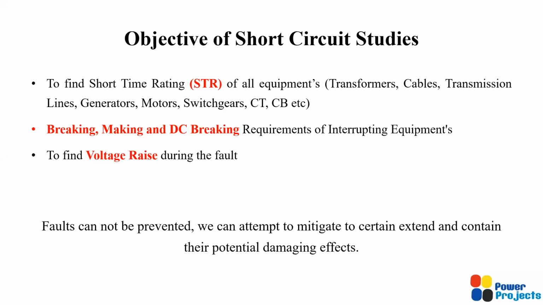There is also an option to validate the short time rating as well. There is something called a short time rating for all equipment. If you see 40 kA for 1 second or 31.5 kA for 1 second, that is basically the short time current or short time rating of that equipment. This short time rating of the equipment has to be validated by the short circuit study. So the first objective of the short circuit study is to identify or validate the short time rating of all electrical power system equipment.